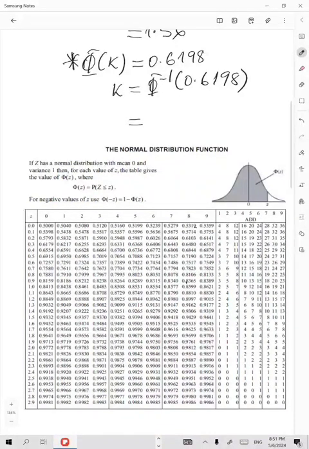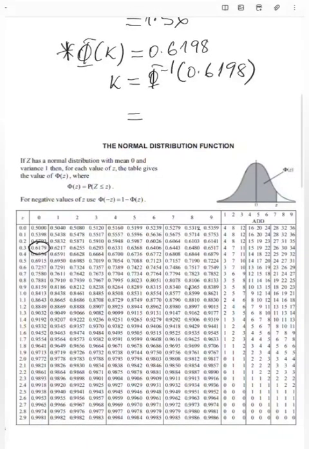So the closest value to my target value of 0.6198 is 0.6179. So I had to look for that value. Once your target value is not on the table, you look for the value closest to that target value but less. The target is always to look for the one that is closest but less if the target probability value is not in the main body of the table.